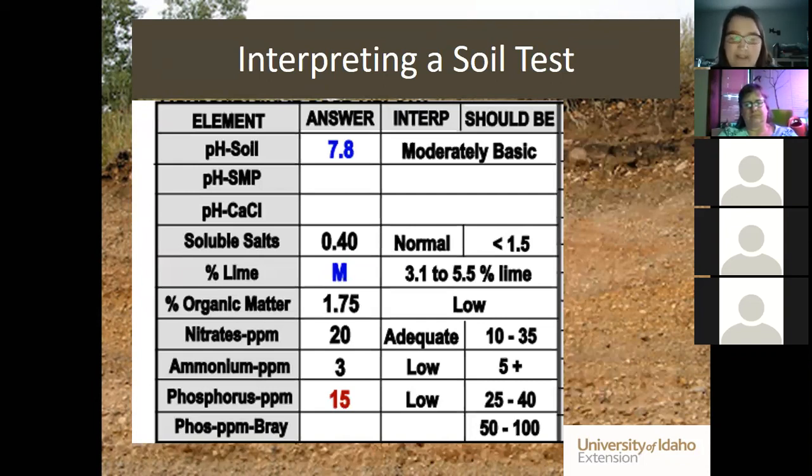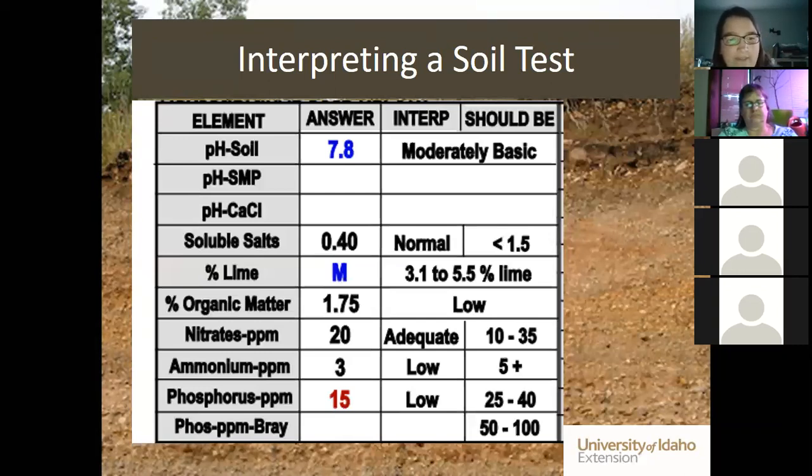And if you remember from the nitrogen cycle, it kind of switches over from nitrate to nitrite to ammonium. So those numbers kind of shift within that. But plants can use both of those for nitrogen. So adequate, it was showing 10 to 35, and the ammonium is a little bit low. They'd like to see 5 plus. So overall, depending on what you want to grow, this soil is probably a little low in nitrogen.